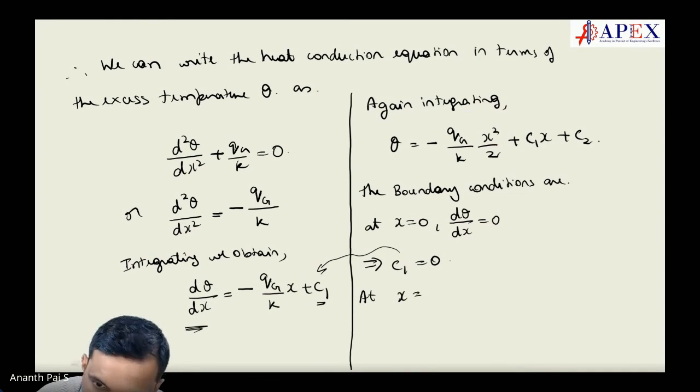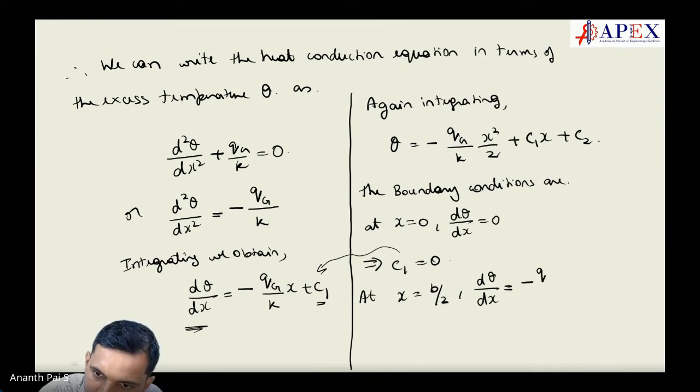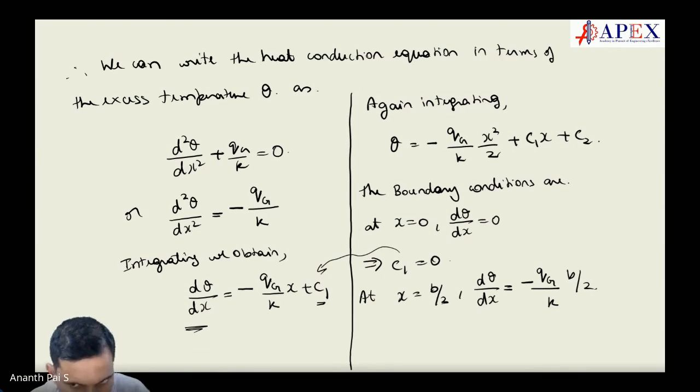Next, at x is equal to b by 2, d theta by dx is equal to minus qg by k into b by 2. Correct? Through this. Therefore, I'll write, therefore, fine. Done.